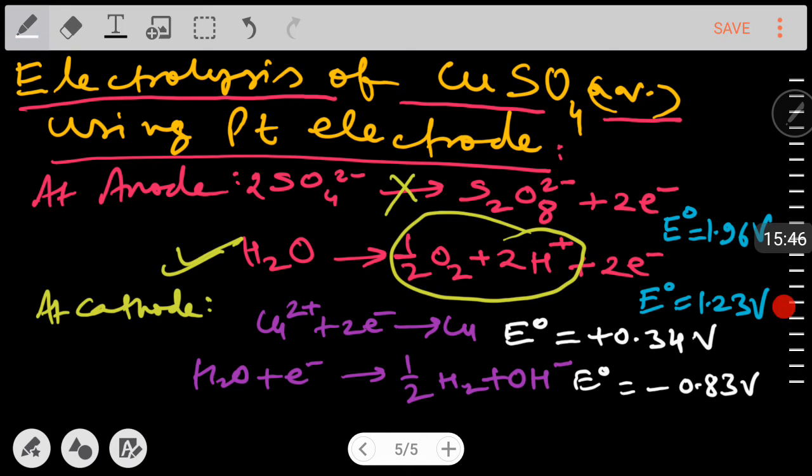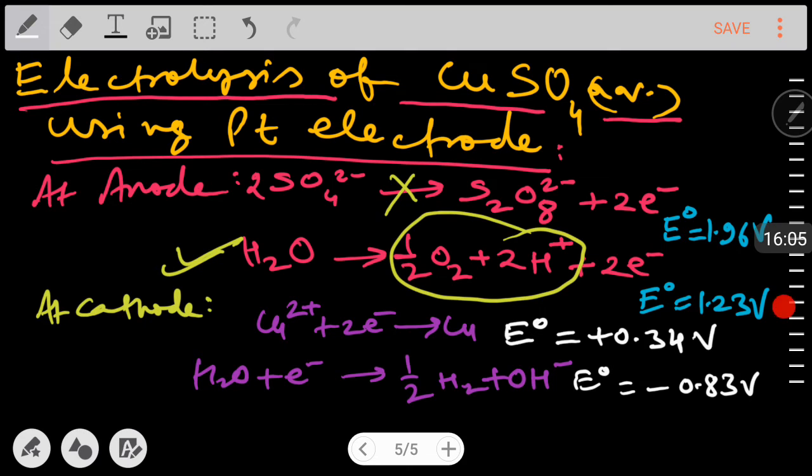Now at the cathode, copper 2+ ions will go where they can be reduced to copper, and water may also be reduced into H2 and OH- ions. If you compare their E naught values, E naught for the copper redox couple is +0.34 volt, and for the water reduction it is -0.83 volt.